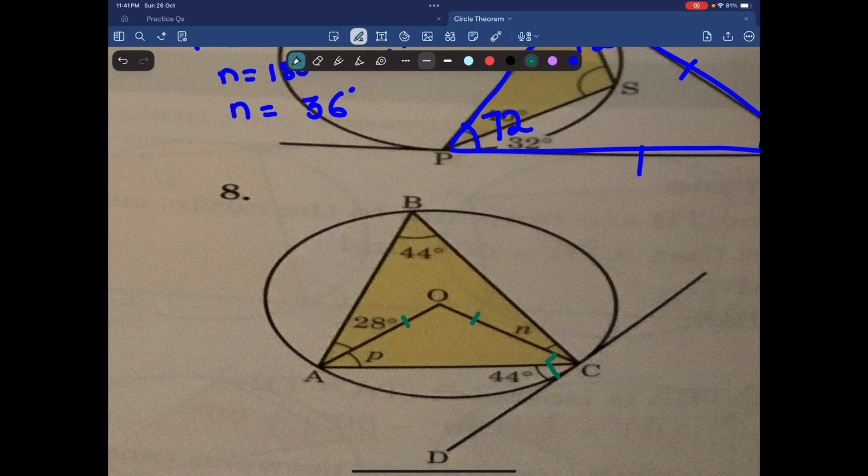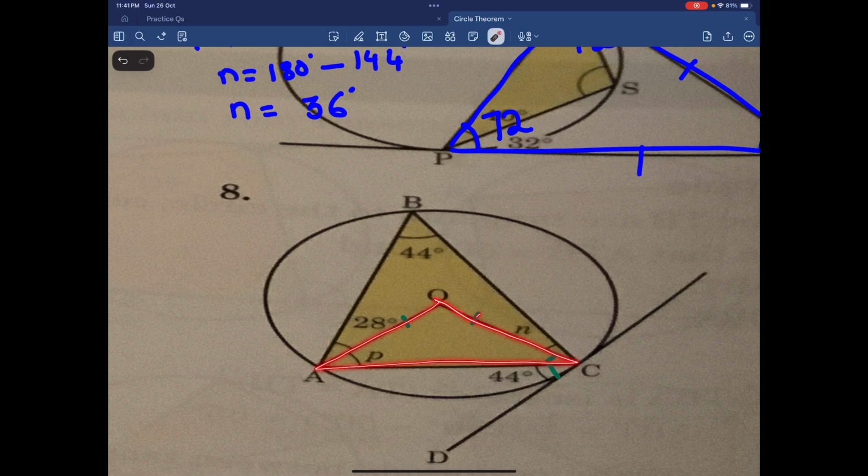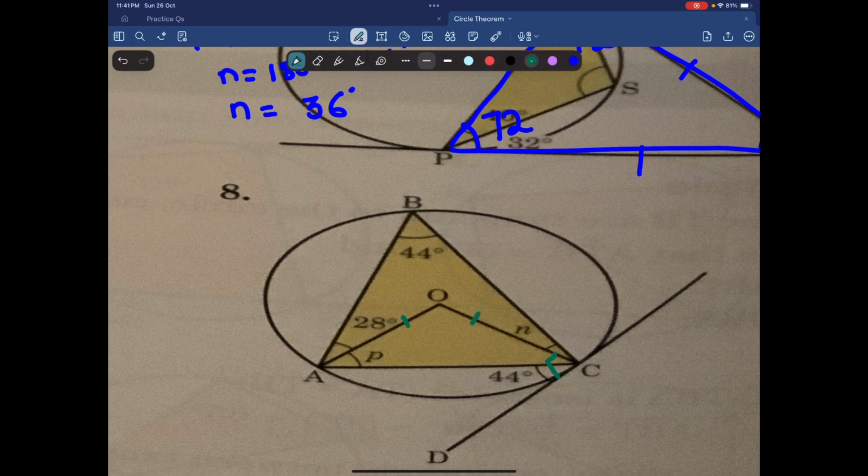And we also know that OAC is an isosceles triangle. This side has a pair with angle P, and since this side is equal to OC, its pair angle will also measure up to P degrees. So basically, this is P as well.